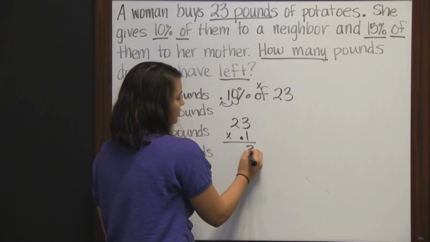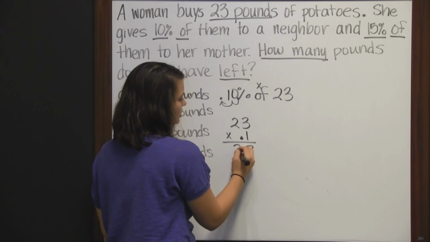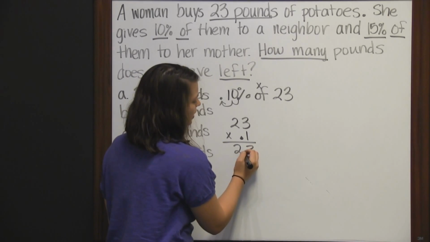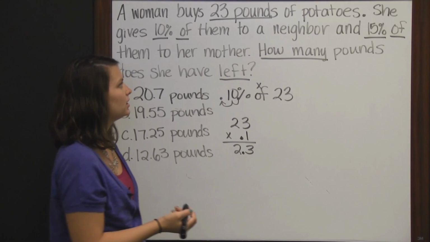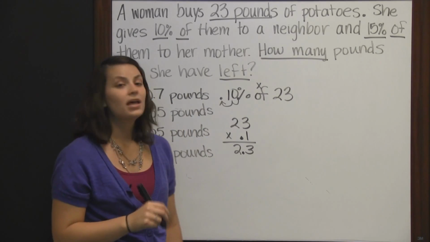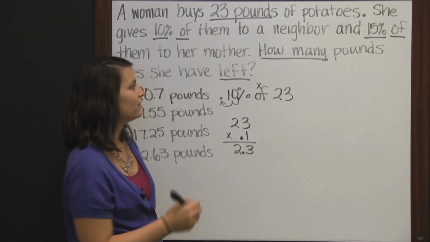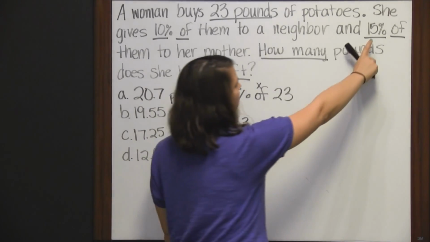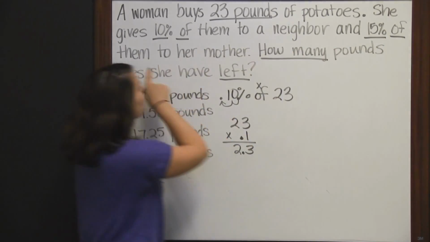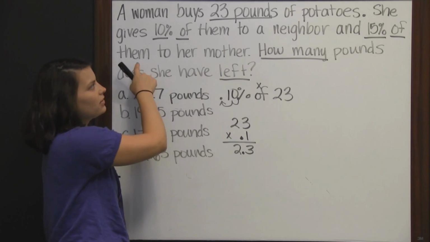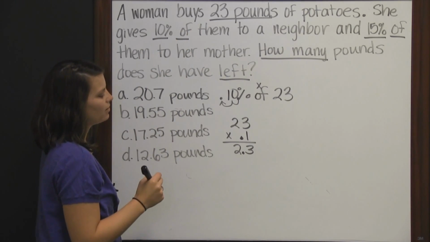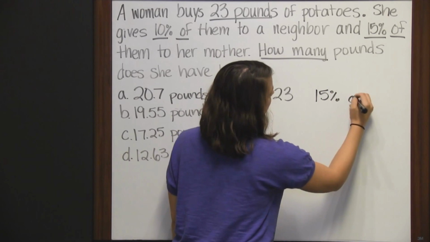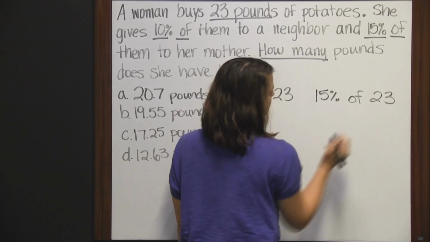1 times 3 is 3, and 1 times 2 is 2, with one number behind the decimal, so that's 2 3/10 pounds that was given to the neighbor. Now we're going to do something similar to figure out how much was given to her mother. To her mother, she gave 15% of them. And again, the "them" refers back to the 23 pounds. So 15% of 23 pounds.